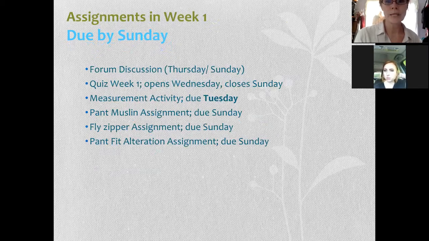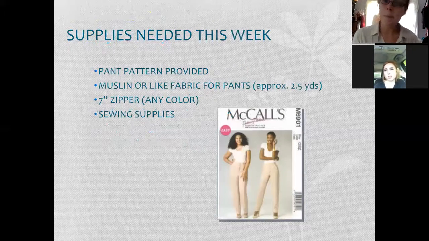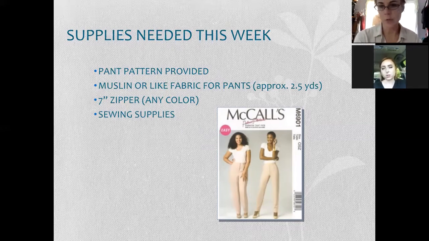So, measurement activity, taking those measurements, your muslin, up close pictures and things for the fly zipper, and then the pant alteration assignment. You're really just identifying what changes you would be making on the pattern. If those are like alter the pants, we just need to identify what we would need to do. You need to identify it and show me on your pattern where you'd be making those changes. Okay. Yeah, but you don't have to alter the pants.